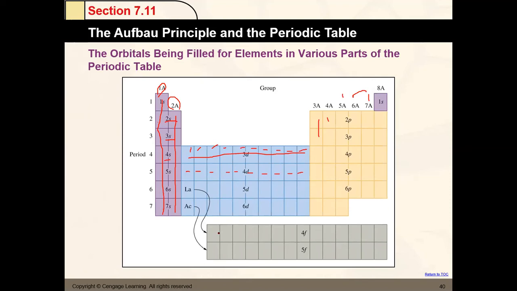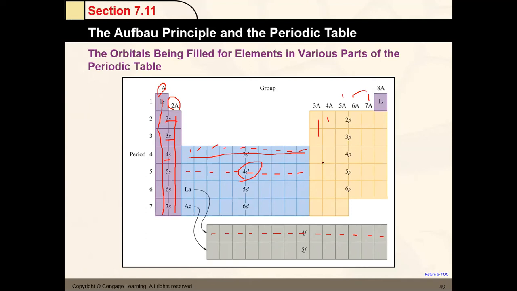This is the F block. That means that this one is going to be 4F1, F2, F3, 4, 5, 6, 7, 8, 9, 10, 11, 12, 13, 14, right? Why 14? Because the F subshell can allocate up to 14 electrons. The D subshell can allocate up to 10 electrons. If you can allocate up to 10 electrons, that means that 10 possible elements can be there: D1, D2, D3, 4, 5, 6, 7, 8, 9, 10.